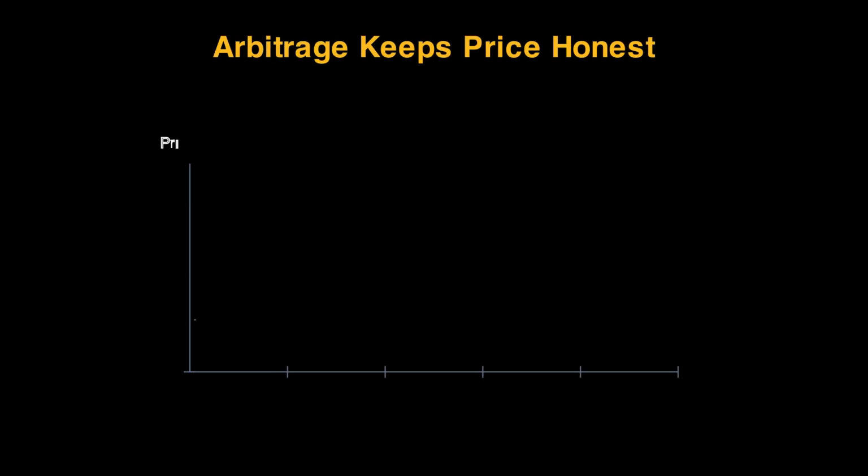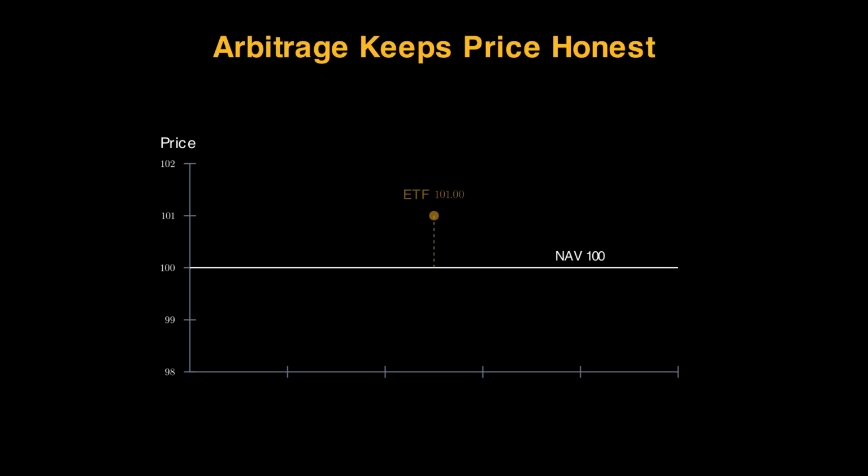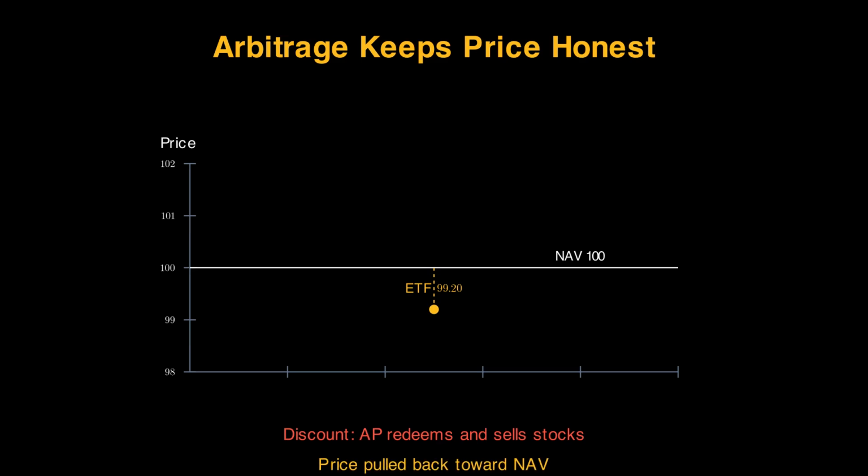This is arbitrage, not charity. If the ETF trades at 101 while the stocks are worth 100, the AP creates shares and sells the premium. That selling pressure pushes the ETF price back down toward 100. If the ETF trades at 99, the AP buys the ETF, redeems it, and sells the stocks for 100. That buying pressure pulls the ETF price back up toward its value.